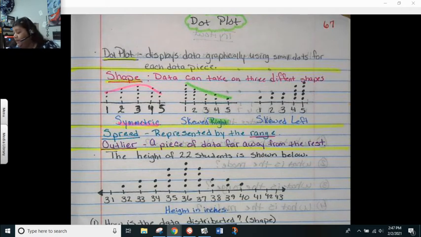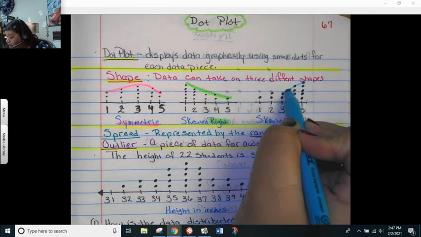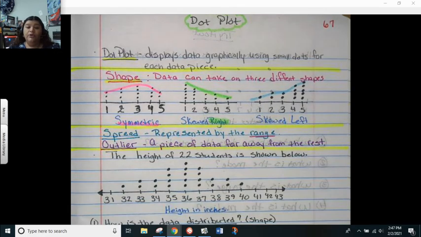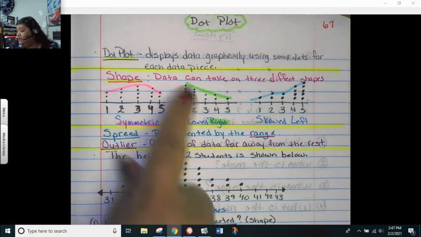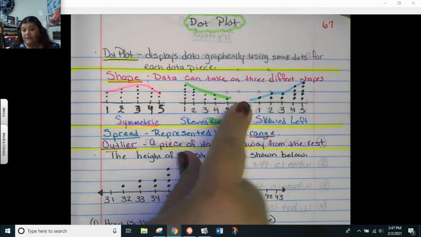the tail is on the left side. So my high point on the data is over here on the right side, and it goes down, tapers off to the left. Okay. So skewed right, the tail is down to the right side. Skewed left, the tail is down to the left side.